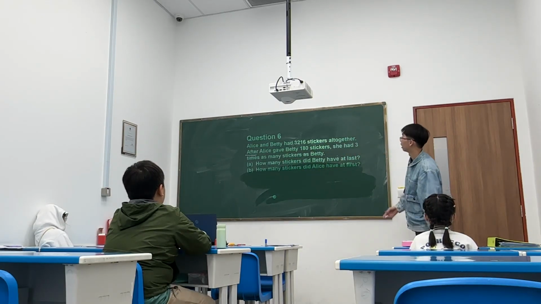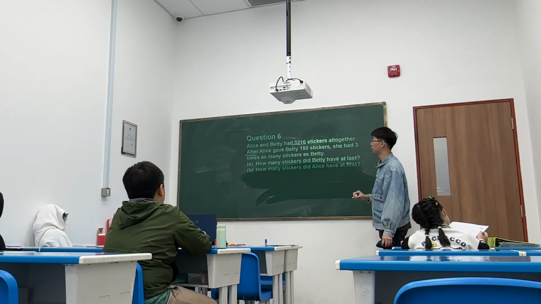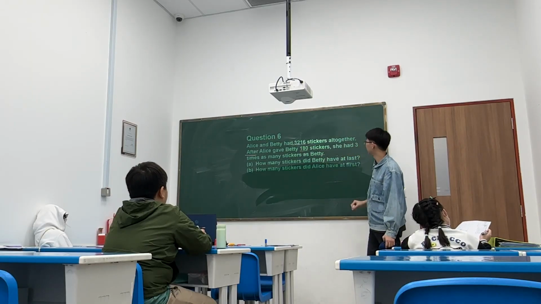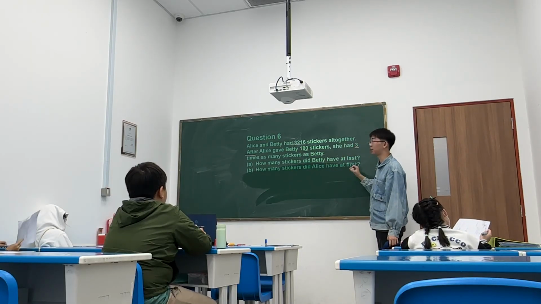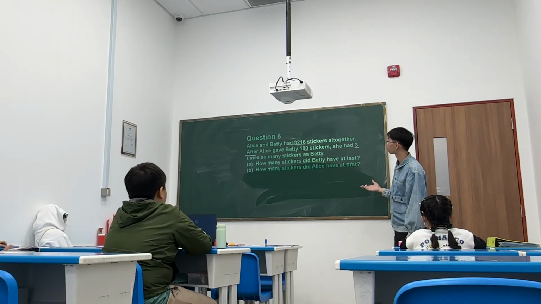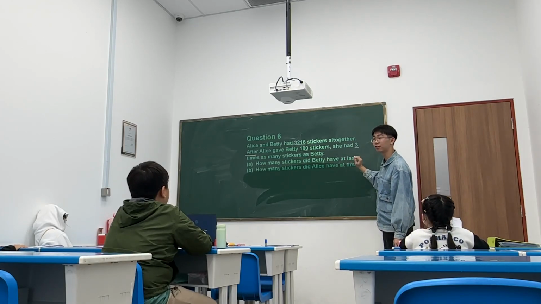Okay, question 6. Now Alice and Betty have 3,216 stickers altogether. Now after Alice gave Betty 180 stickers, she had 3 times as many stickers as Betty. How many stickers did Betty have at last? Okay, first of all, Steve, can you tell me how should we draw the model for this question?